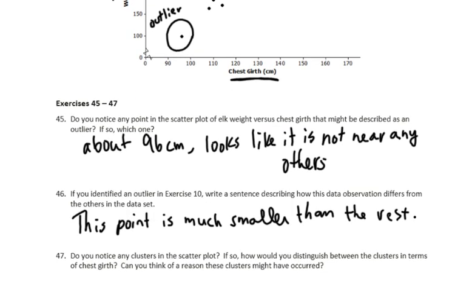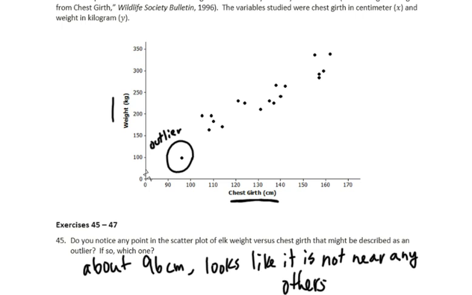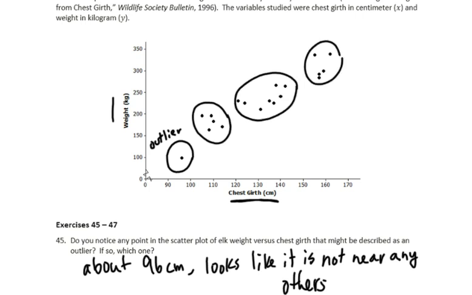Do you notice any clusters? If so, how would you distinguish between the clusters in terms of chest girth? Can you think of a reason why these might have occurred? In here, there's kind of three groups. We have this group here, this group here, and this group here. It's kind of like three clusters.